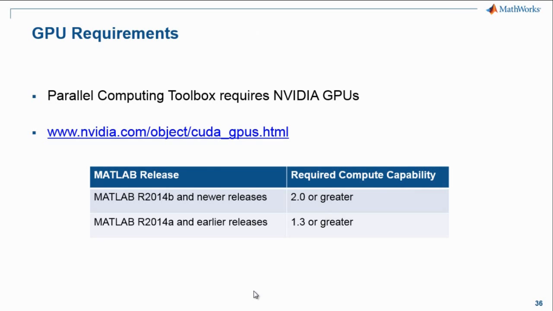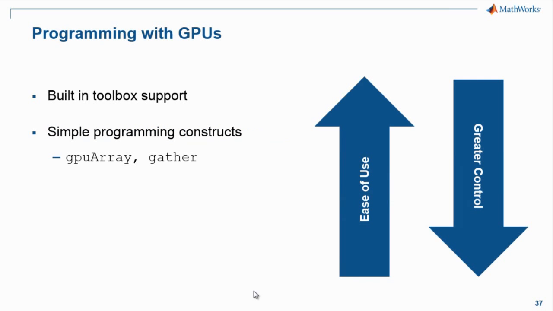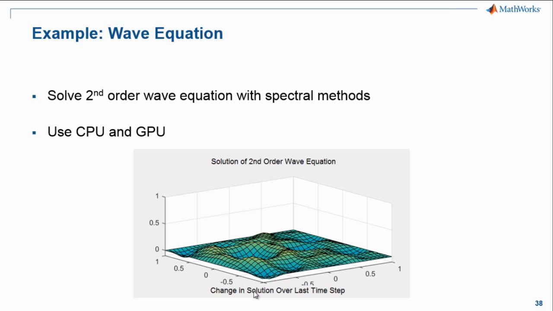So the MATLAB Parallel Computing Toolbox supports NVIDIA GPUs with, as of R2014b, compute capability 2.0 or greater. You can go to the NVIDIA website to see what GPUs meet this if you're looking to spec out a GPU. Just like earlier, there's built-in Toolbox support for GPUs, but the most common way to use them is through the GPU array interface. So we're going to solve the second-order wave equation using spectral methods, and we're going to do it with both a CPU and a GPU.